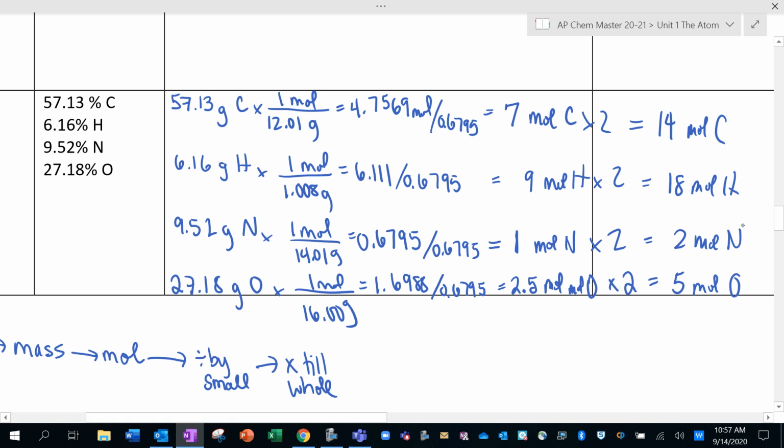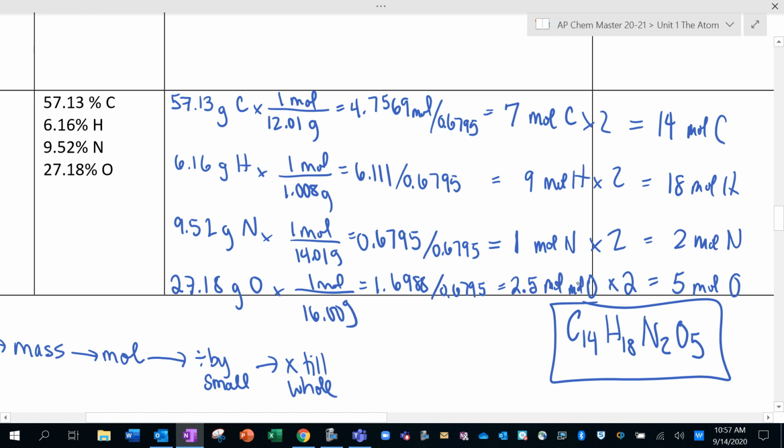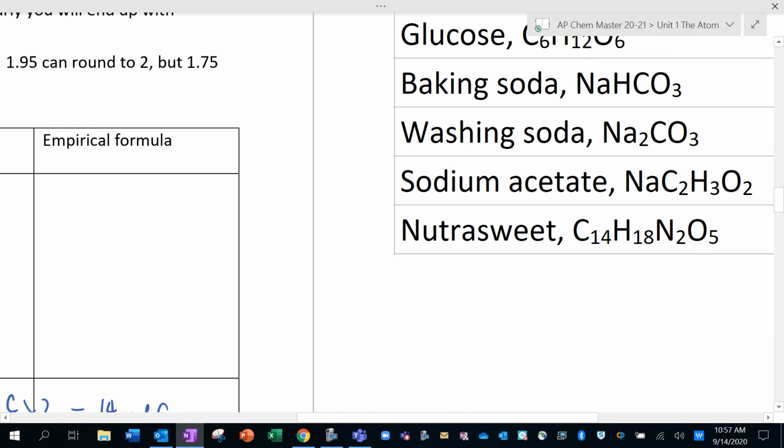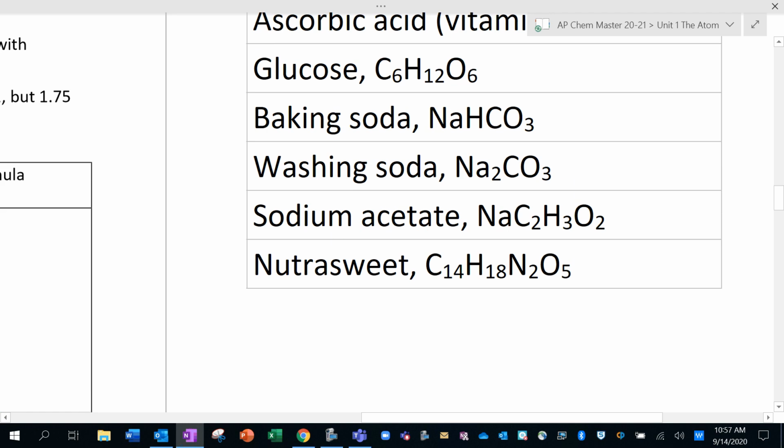So my formula here is C14H18N2O5. That is my empirical formula. And if I compare it over here to my options, that looks like that is NutraSweet. So I've just identified that what was in my container was NutraSweet.